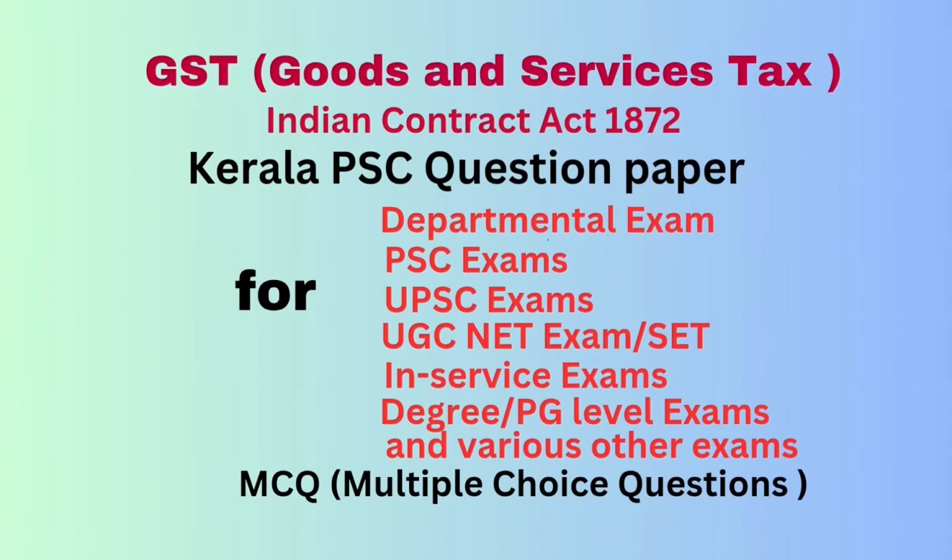Options A cheating, B violation, C misrepresentation, D fraud. Correct answer option D fraud. Question number 64. A promise is not void if it is caused by dash in the light of Indian Contract Act. Answer free consent. Question number 65. A contract is said to be induced by dash if one of the parties is in a position to dominate the will of the other. Answer undue influence.